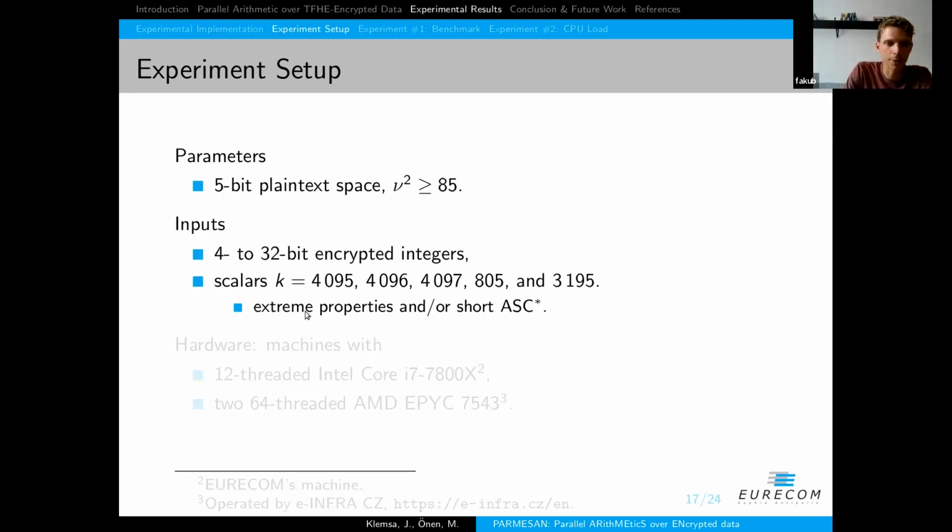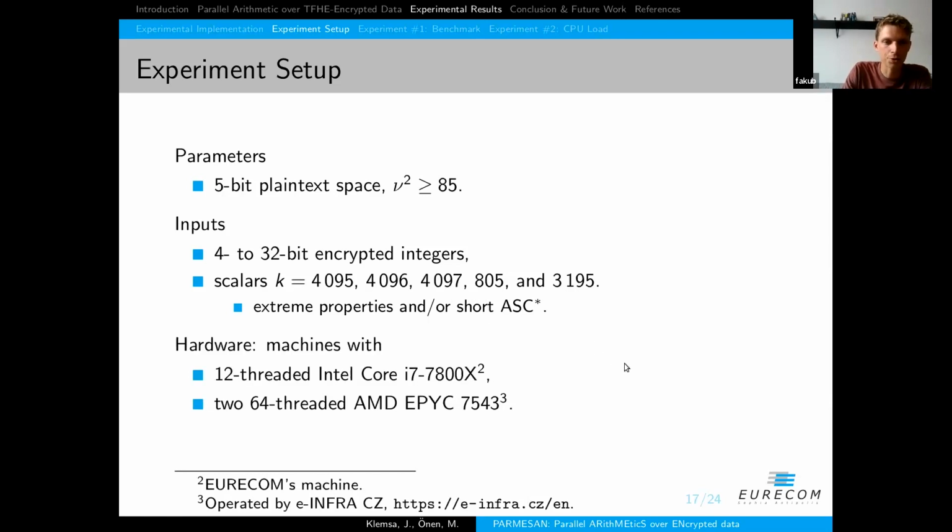For scalars, we tested these scalars because they go with some extreme properties. They are somehow interesting. So, for example, this is a power of 2. This is 2 to the 12. This is 2 to the 12 minus 1. This is 2 to the 12 plus 1. So, for example, 4096 should be for free because it's actually adding 12 unencrypted zeros to the end. And for these two values, there are interesting and short ASCs.